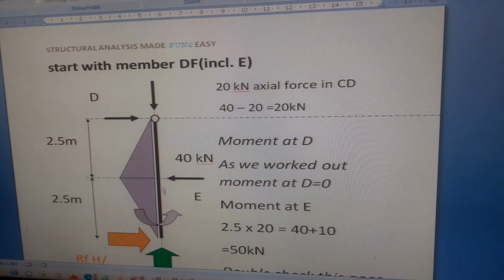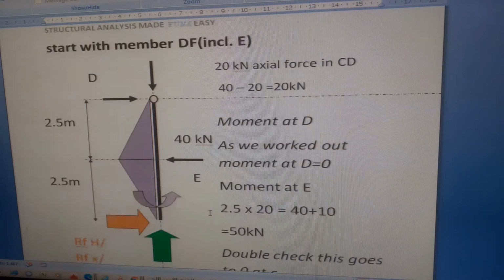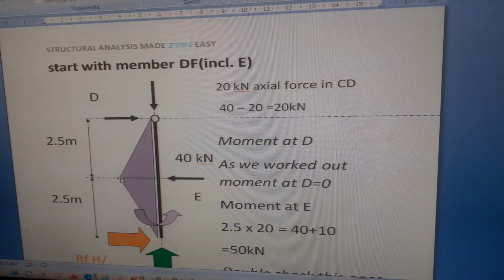If we move from F to E, let's take moments below point E. RFV has 0 lever arm, so there's no moment from that force. RFH is 20 from left to right, and the lever arm is 2.5, so there's going to be a bending moment of 20 times 2.5 at position E. 20 times 2.5 is 40 plus 10 equals 50 kilonewtons. So there's going to be a bending moment at position E of 50 kilonewton meters.